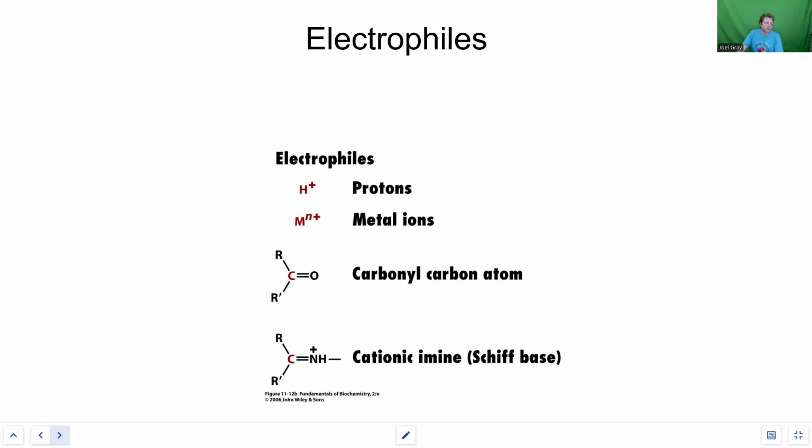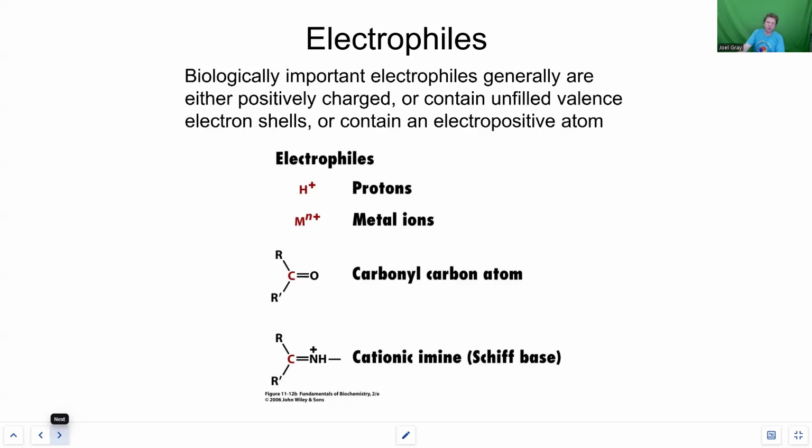Most often, biologically important electrophiles are either positively charged, or contain unfilled valence shells, or contain an electropositive atom. So a metal ion would be a good example of an electrophile. Alternatively, a carbocation, like what we saw in the oxonium ion in the previous mechanism.